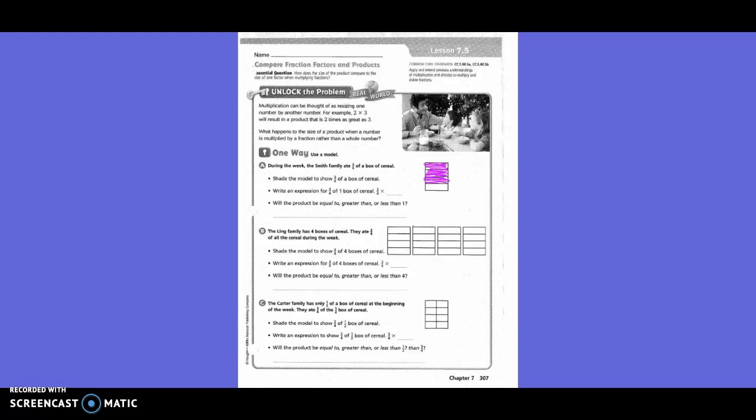Write an expression for 3/4 of one box of cereal. So 3/4 times what number? 1. Will the product be equal to, greater than, or less than 1? Less than 1, because was this whole thing even 1? No. So less than 1.